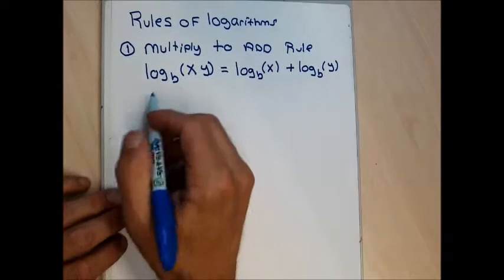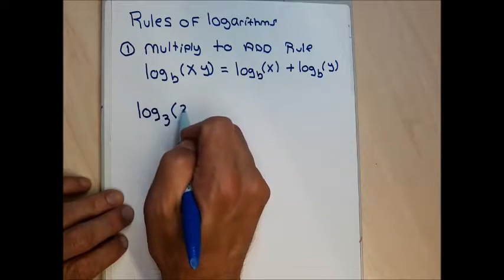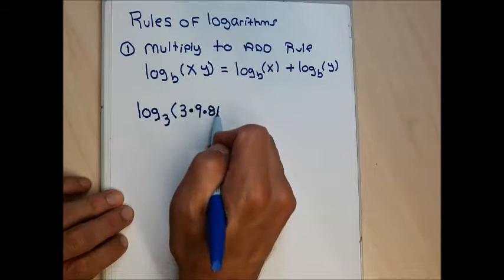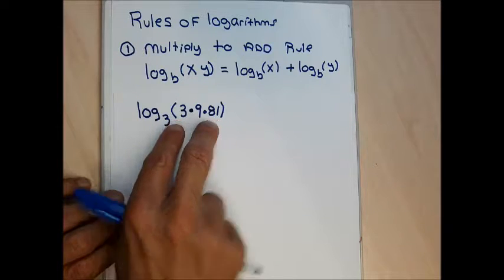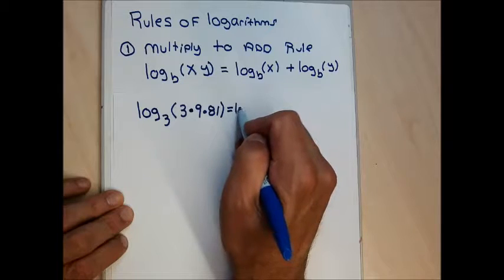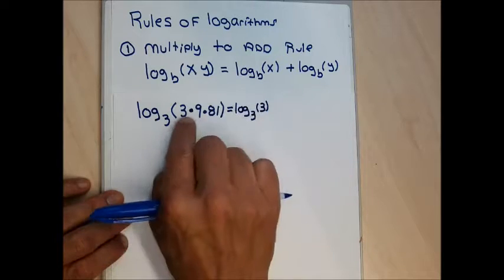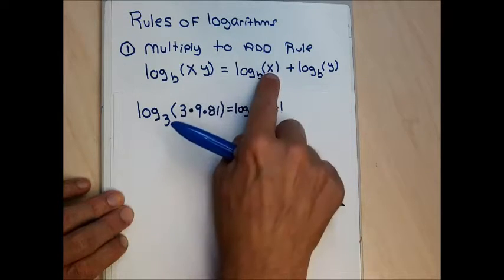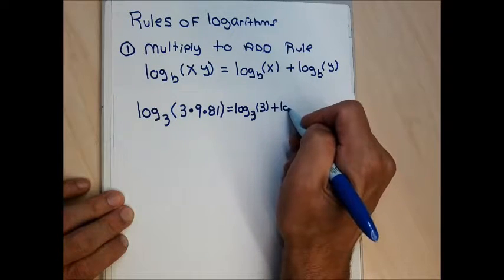This rule actually extends even if you have more than 2 things being multiplied. Let me do the log base 3 of 3 times 9 times 81. There's 3 factors in this logarithm. The multiply to add rule says if I have one logarithm that has multiplication, that I could expand it into as many logarithms as terms that are being multiplied, as long as I make each factor in its own logarithm and I separate the logarithms with plus signs. The first logarithm is going to be the log base 3 of 3. The second logarithm after the plus sign is going to be the log base 3 of 9.